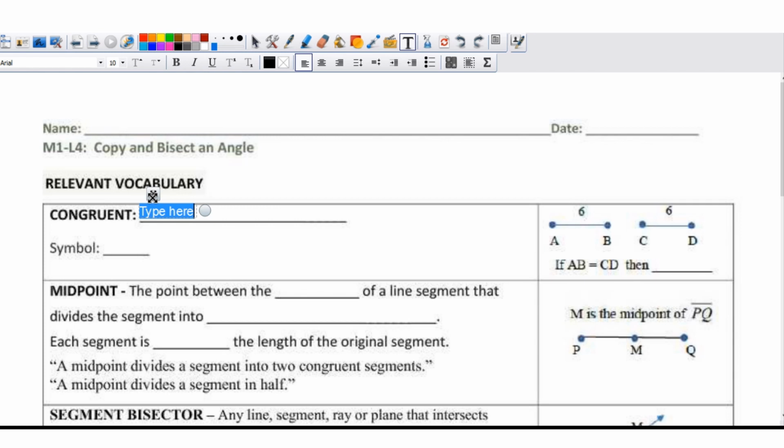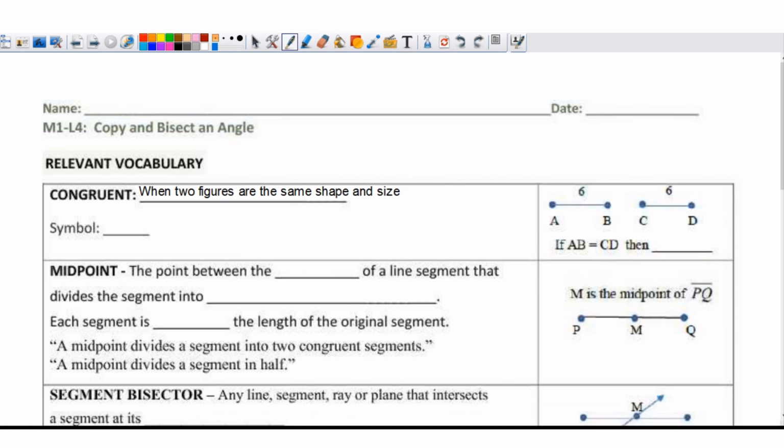Congruent. Congruent means when two figures are the same shape and size. Okay. The symbol for congruency is an equal sign with a little squiggle on top. Okay, if AB is equal to CD, then we can say that AB is congruent to CD.